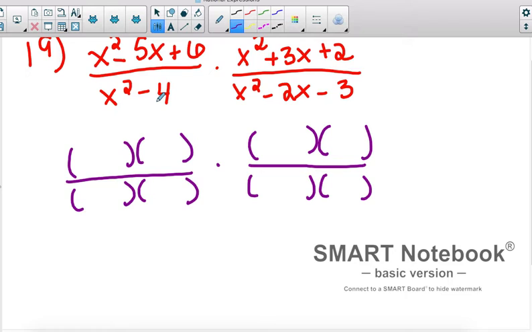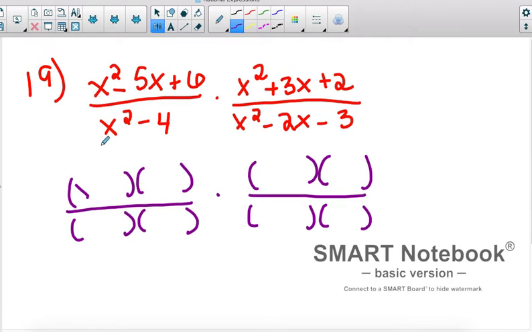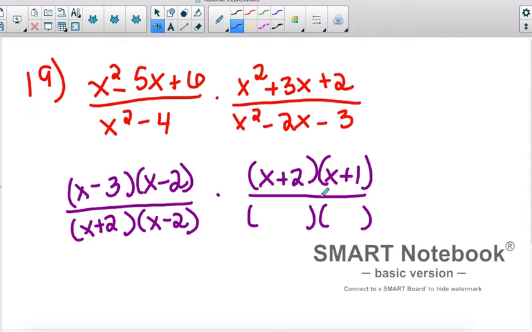So the top is going to be x minus 3, x minus 2. The bottom is the difference of two squares. So x plus 2, x minus 2. Okay, here we have x and x. So 2 and 1, so plus 2, plus 1.